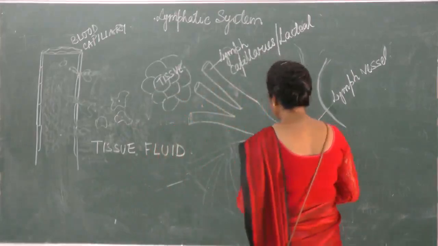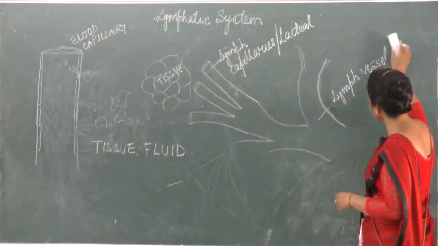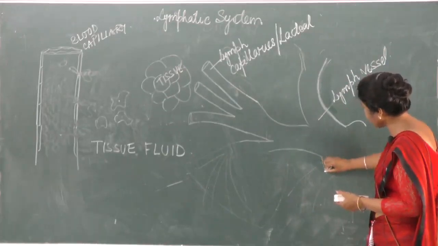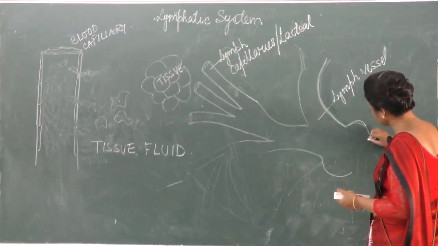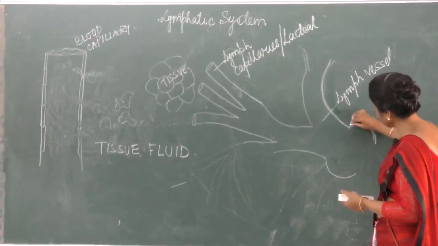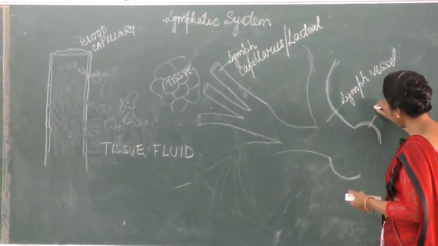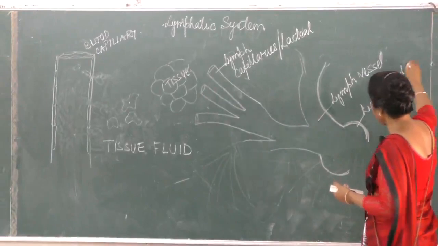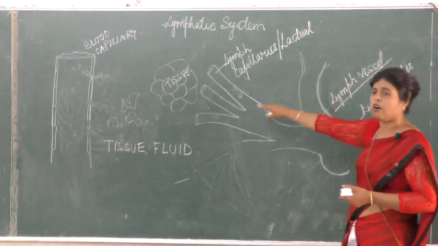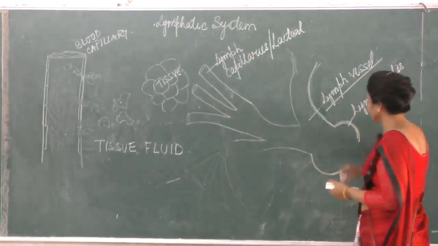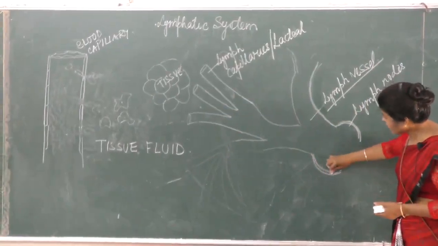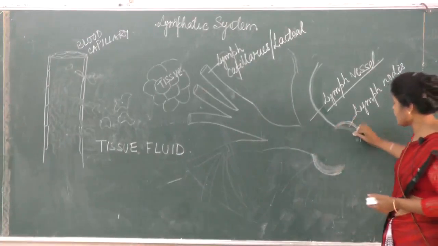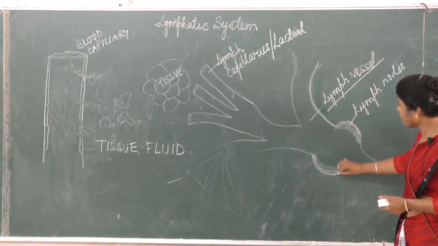Now these lymph vessels have a characteristic. At certain distances they have a node kind of structure, a swollen structure. These are encapsulated structures, and these are known as lymph nodes. Where are lymph nodes present? They are present on the lymph vessels, not on lymph capillaries. What is the characteristic of a lymph node? They can produce lymphocytes. This is a structure which can produce lymphocytes.